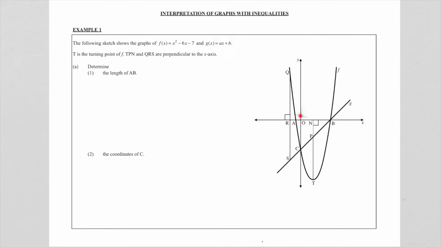Now, when you look at the drawing, you will notice that A represents the x-intercept of the parabola, as well as B. B also represents the x-intercept. So for us to be able to find the length of AB, we need to find the x-intercepts. So how do we find an x-intercept? For x-intercepts, we let y equal to 0. So we will take the equation of the parabola, that x squared minus 6x minus 7, and we will put it equal to 0 so that we can find those x-intercepts.